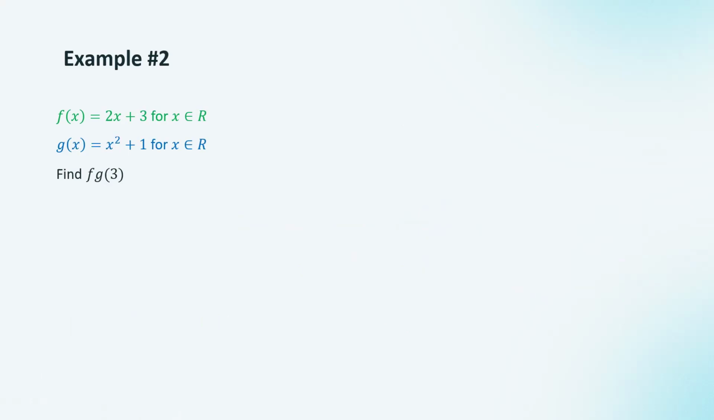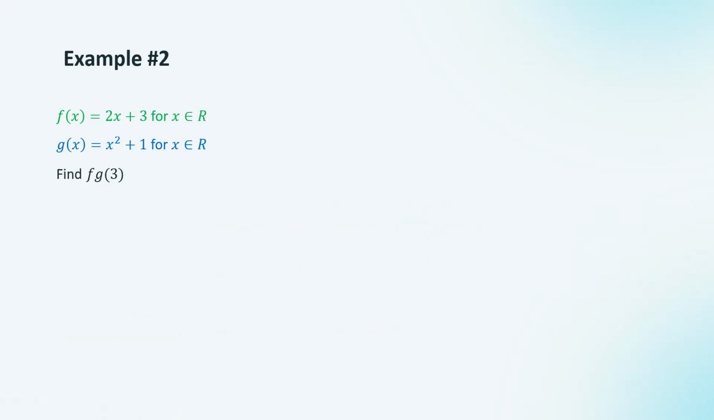So in this case, we have f(x) equal to 2x plus 3 for any real x values, and g(x) equals x squared plus 1 for any real x values. And we want to find fg(3). So in this case, the x is replaced with 3.